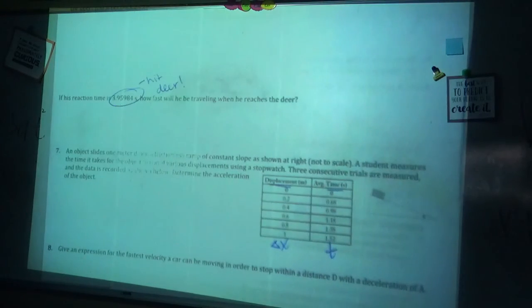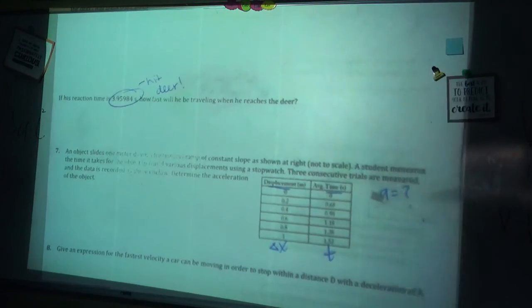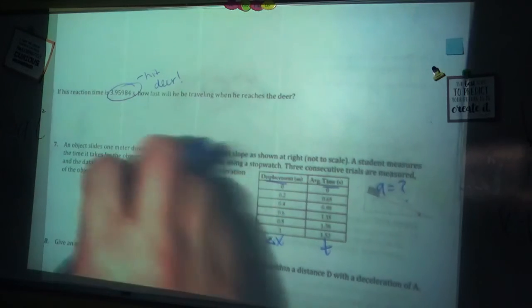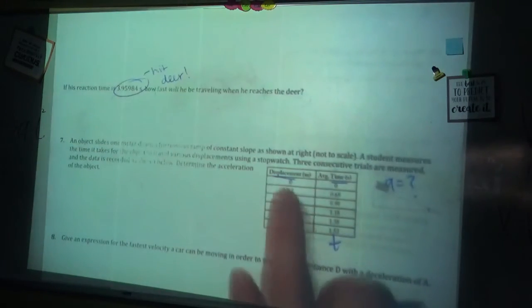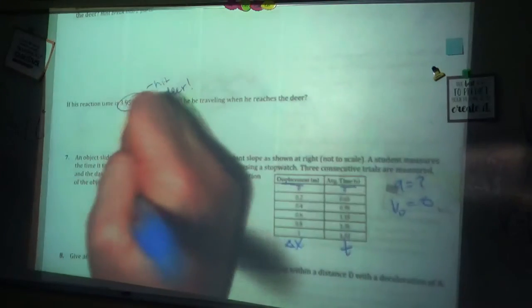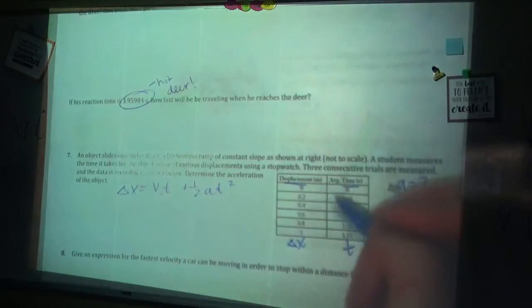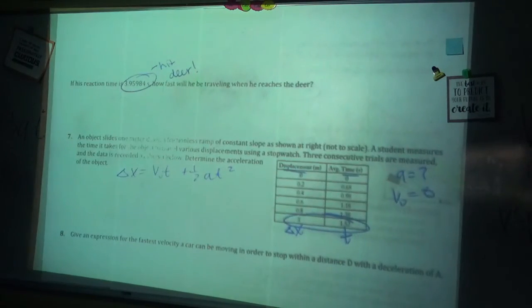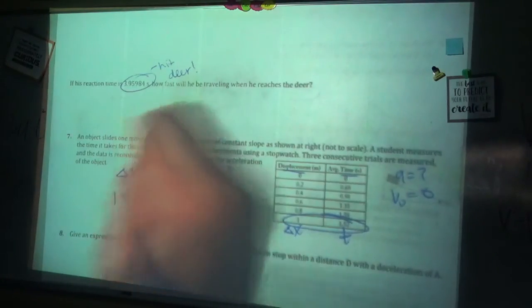So the next one, we have a bunch of data for displacement and time. That's like your delta x and t. And I'm looking for acceleration. And it doesn't say explicitly, but it was started from rest. It wasn't pushed down. So I'm going to use that v naught is 0, and then use this second equation. And you can actually use any point. I just picked the last point because you don't need to do it like 6 times. So I use the 1 meter, 0t, 1/2, and your acceleration is what you're looking for.